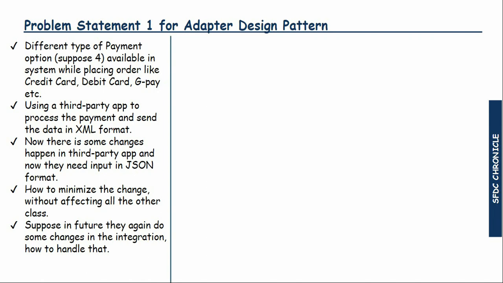So suppose in our system we have different types of payment options available. While placing an order, we can pay via credit card, debit card, GPay or wallet. So for each type of payment option, we created one particular class.